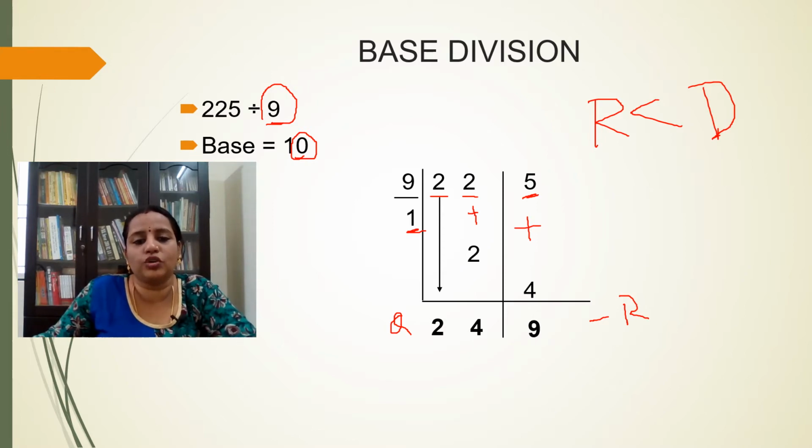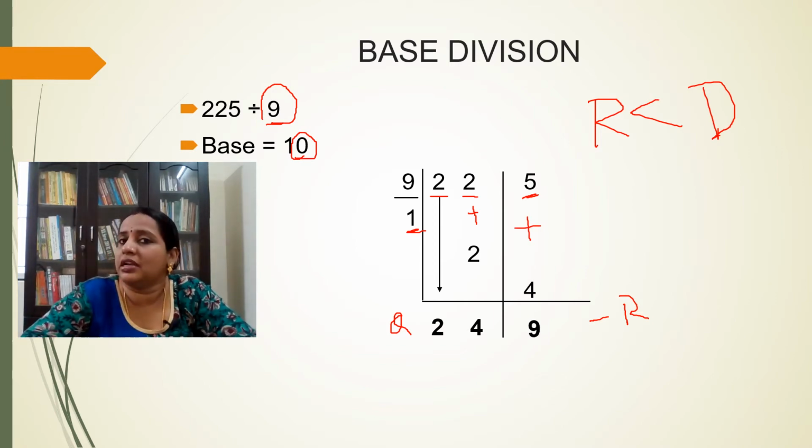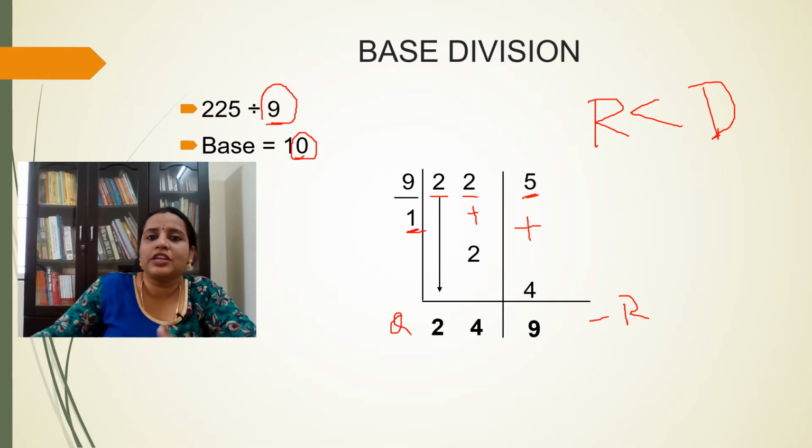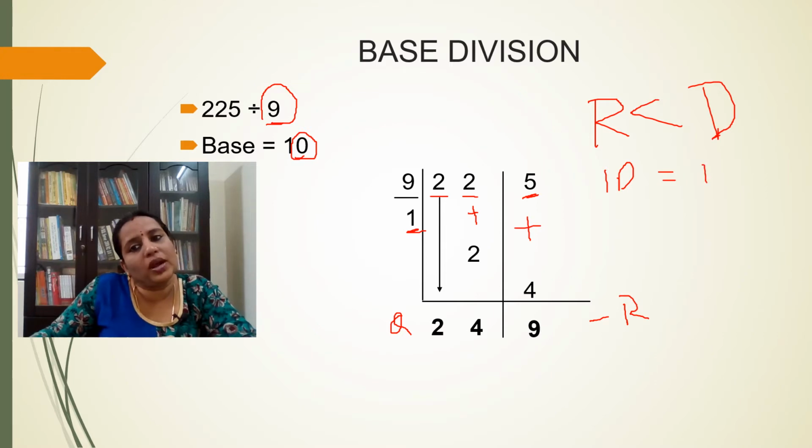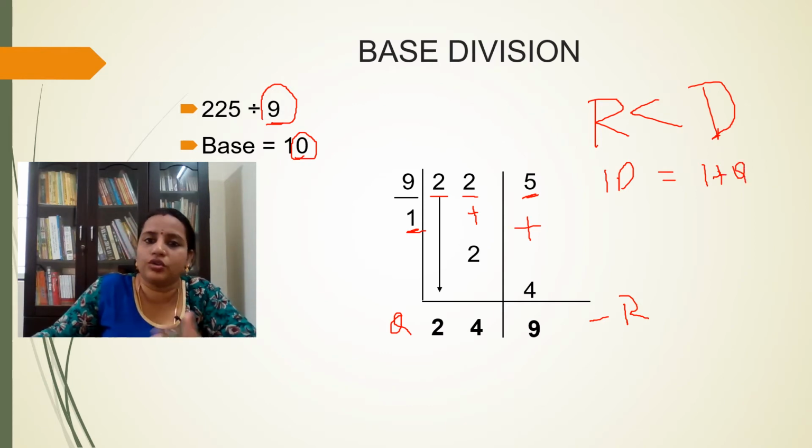My remainder and my divisor can't be equal, and my remainder can't be more than my divisor too. But here it's equal. So what I'm going to do is reduce my remainder. I will subtract the divisor from the remainder. One time the divisor is equal to one more of the quotient. You have to add one to the quotient.